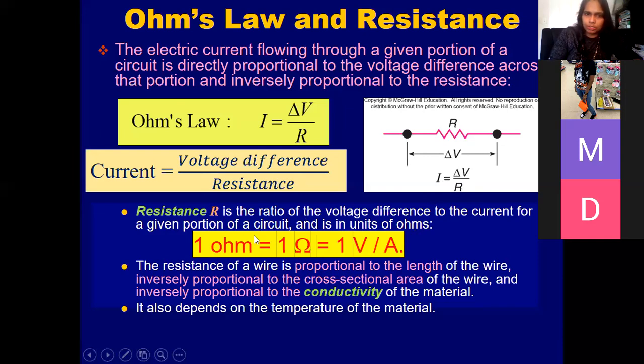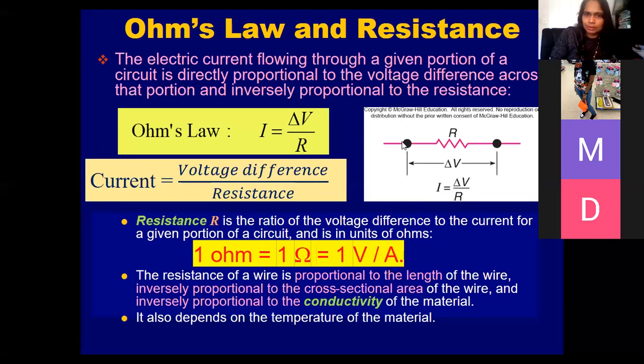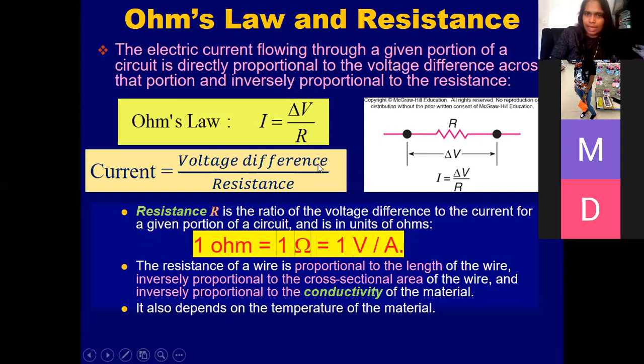Resistance is measured in ohms. The unit to measure resistance is the ohm, and the symbol is the Greek letter omega. Basically, 1 ohm means volts per amp, because if you rearrange this equation, resistance is delta V divided by current. Voltage is measured in volts, and current is measured in amps. So volt per amp is resistance.